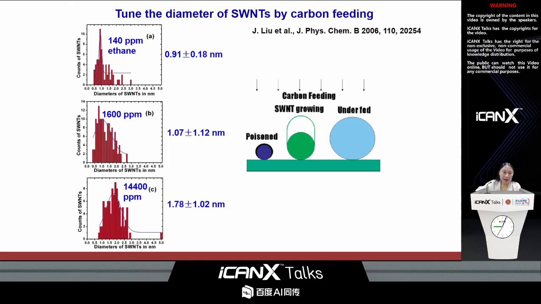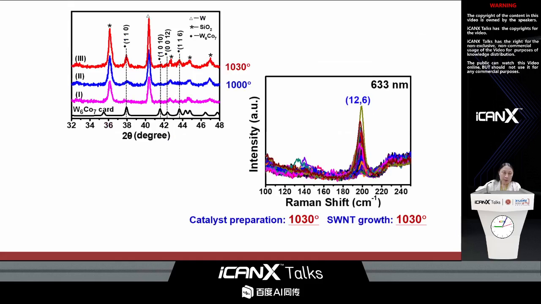The explanation is that under a certain carbon feeding condition, only the catalyst with the right size can nucleate carbon nanotubes. When the catalyst is too small, it is too active and will be poisoned. When it is too large, it is not active enough. So that means the growth of carbon nanotubes with a given chirality also has its preferable carbon feeding condition. We also have a lot of evidence to show this.